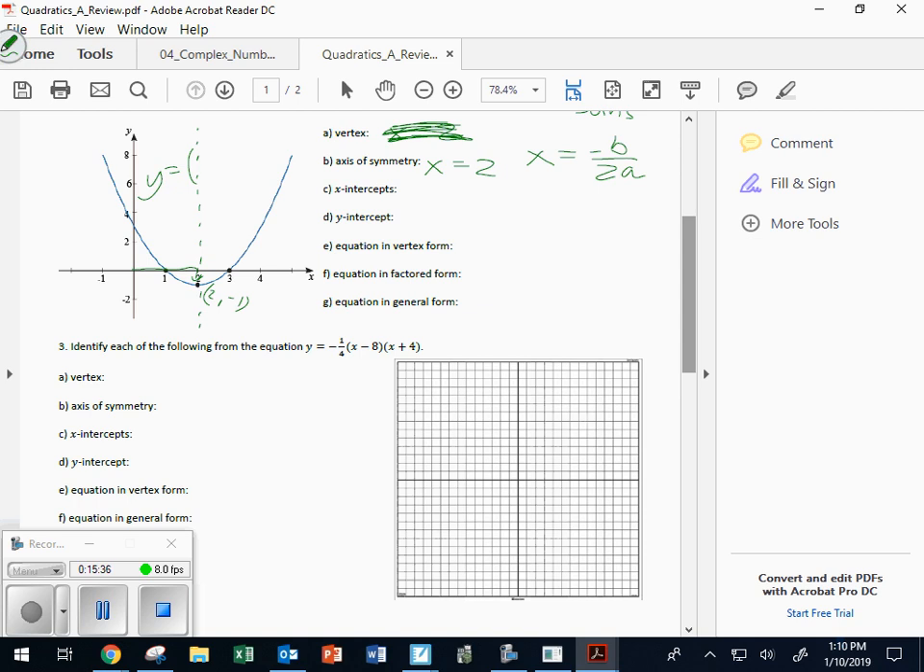By the way, it's stretched a little bit. Do you notice it's counting by 2's here and it's only counting by 1's on the x-axis? So it looks a little stretched, but it's 2 comma negative 1. So what's the vertex form of this puppy? It would go like this. Y equals x minus 2 squared minus 1. That's vertex form.